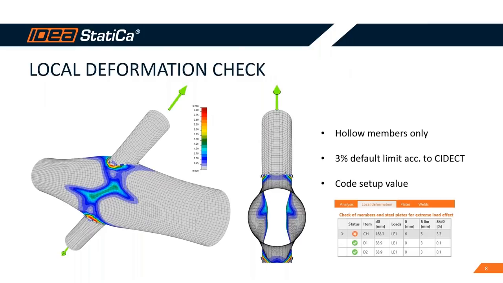Next thing, local deformation check. We implemented local deformation check for hollow members only, for pipes, for SHS beams, or for rectangular hollow section beams. The limit is 3% by default by code. Of course, it can be changed by the user.